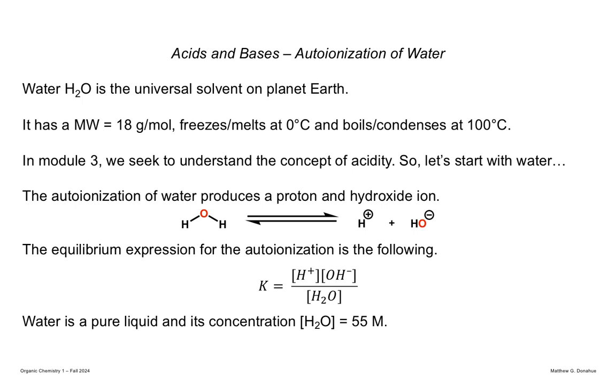So we'll circle back to water, H2O, and that's the universal solvent on Earth. The molecular weight, 18 grams per mole. It freezes, melts at 0 degrees Celsius, and boils and condenses at 100 degrees Celsius. So to understand the concept of acidity, we'll just review water. And even though water is sort of simple H2O, it's chemically complex. I mean, people still study water for a living. So not everything is known about it.